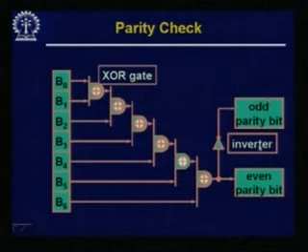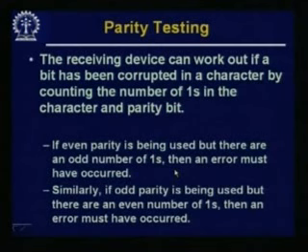Now, parity testing. The receiving device can work out if a bit has been corrupted in a character by counting the number of 1s in the character and parity bit. If even parity is being used, but there is an odd number of 1s, then an error must have occurred. Similarly, if odd parity is being used, but there is an even number of 1s, then an error must have occurred.